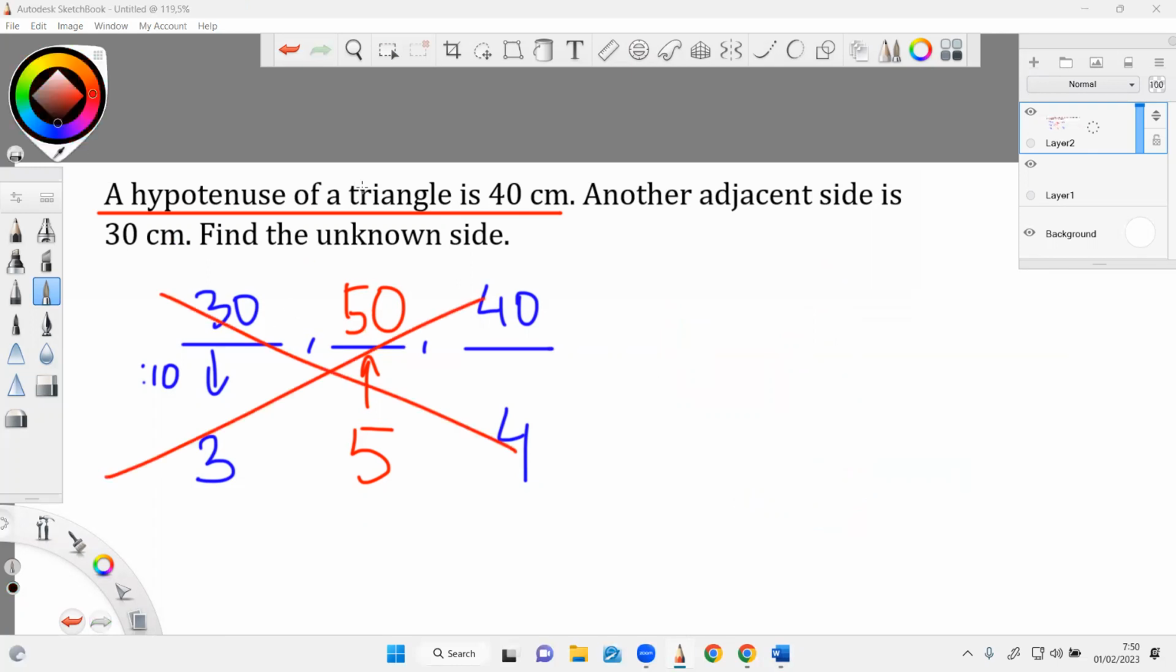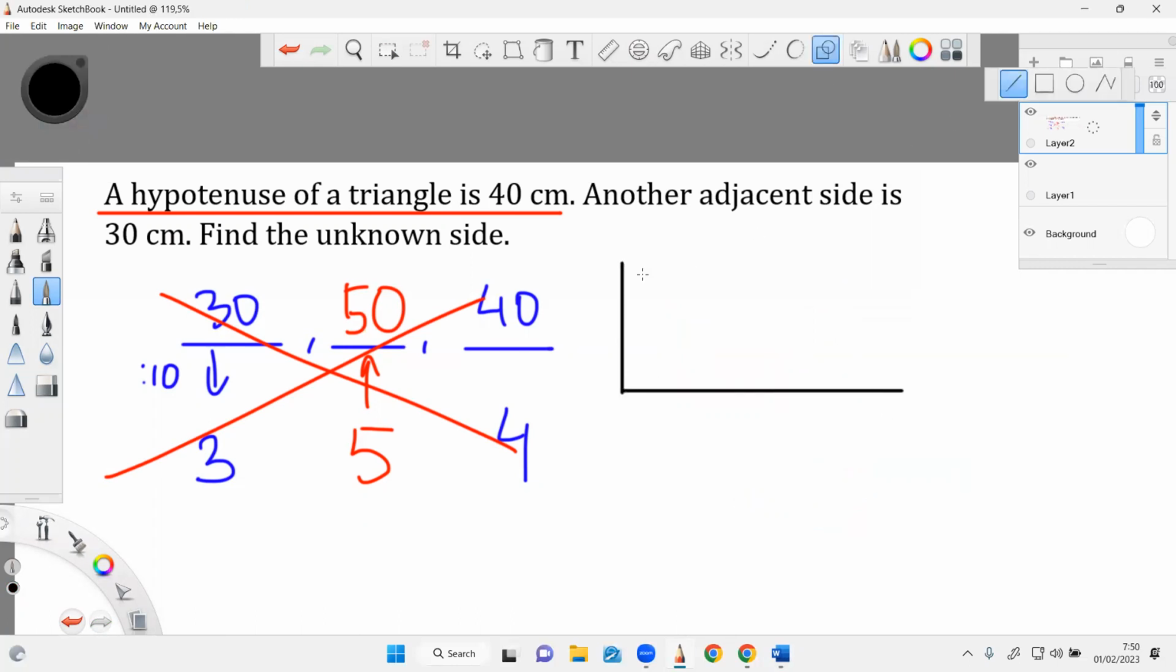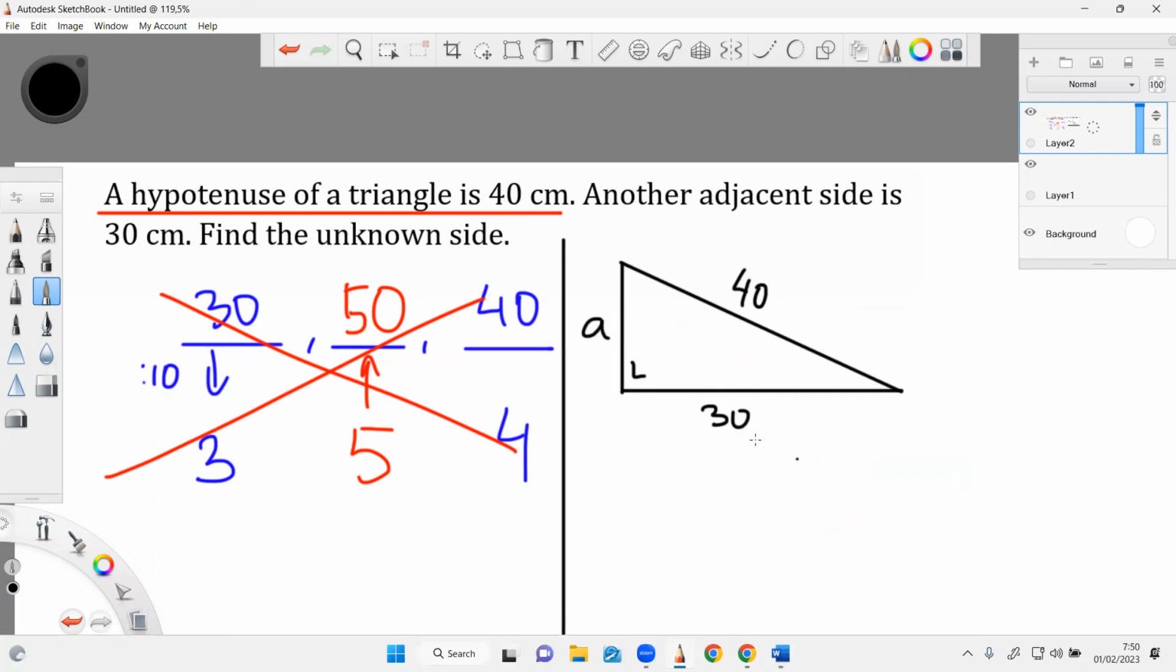Write down, use the regular formula. Again, as I said previously, a Pythagorean triple is not always applicable for all kinds of right-angled triangles. So write down 40, and let's say this is 30. I can put it anywhere, right? This is a. Make sense? So a squared plus 30 squared equals 40 squared. You have to use this formula.